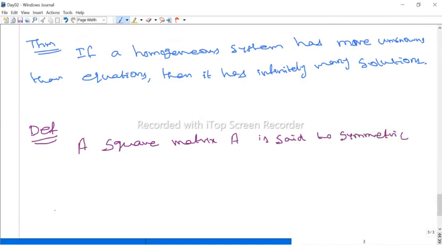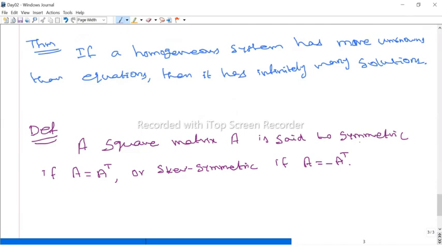A matrix is symmetric if A and its transpose are equal. Or we say skew symmetric: a matrix is said to be skew symmetric if A equals minus A transpose. The symmetric matrix and the skew symmetric matrix are very important matrices.